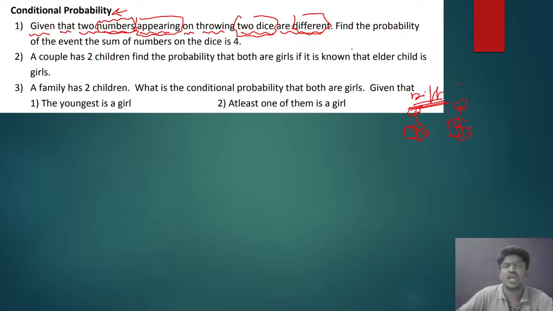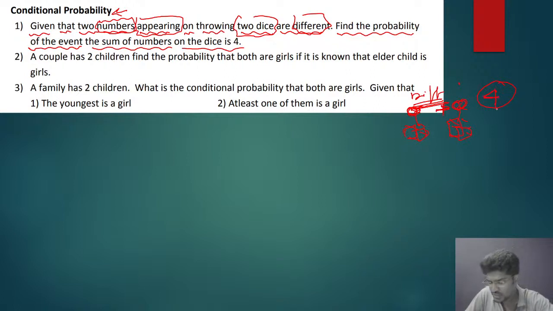Very good. So now find the probability of the event that the sum of the numbers on the dice is 4. That means I have to take the sum of these two numbers and I should get 4. Quickly tell me all of you, have you understood this problem?